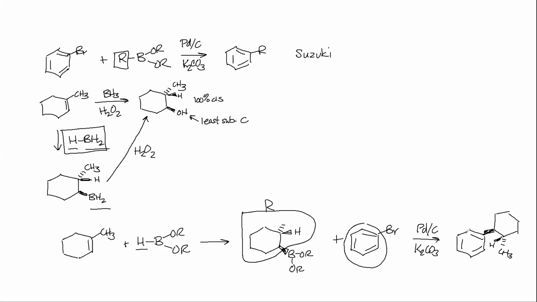So we can make any alkyl group by starting with the double bond and adding the H and the BOR2. And that's before you get to the actual, that's really the Suzuki coupling step.